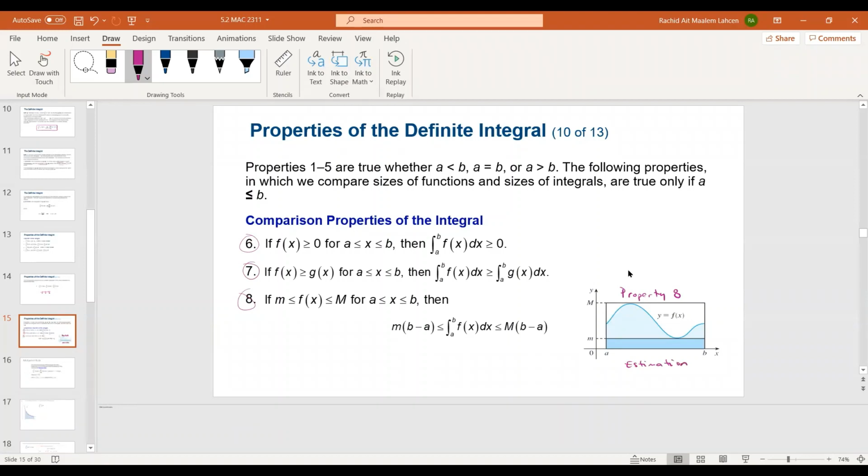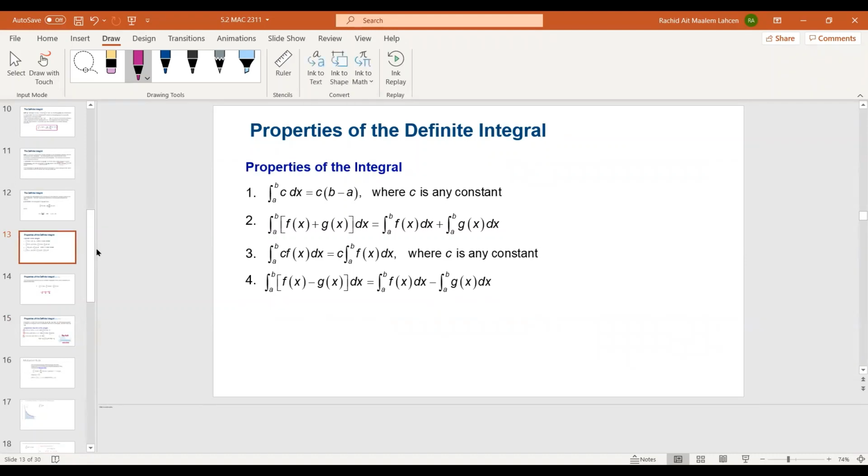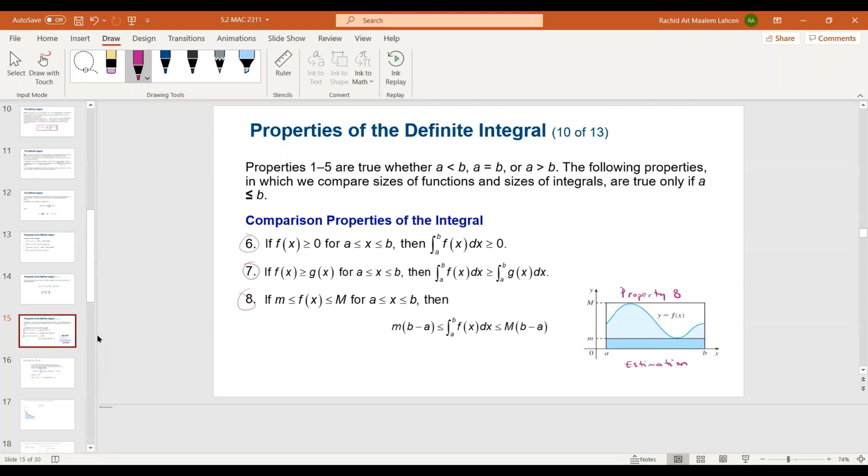Property 8 is more for estimation, not much to use really, because if you don't want to do the calculation and you want to just have an estimation, look at this property here. So if you have a number, then it's C times B minus A, right, for this integral. So here you estimate, you take a lower number, like a minimum, and a max, like a maximum. You can look at it between the minimum and the maximum.